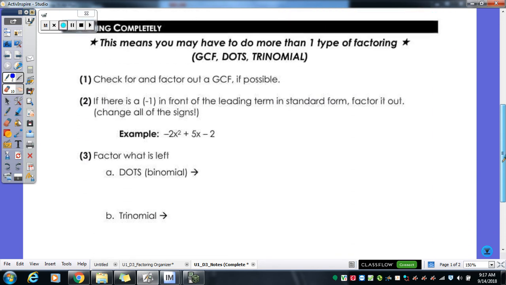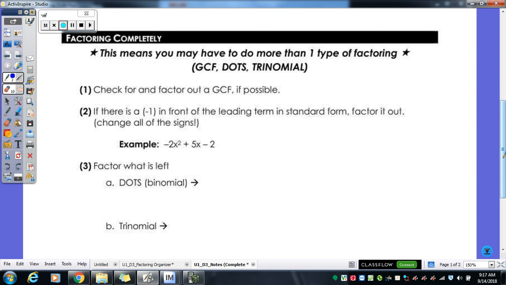So factoring completely yet again to try to get the point across. 1, check and factor out a GCF if you can. Sometimes if there is a -1 in front of the leading term, your GCF is going to be a negative. That does happen occasionally. So if there is a -1, your GCF is going to be a negative. So let's take a look at this example here. -2x squared plus 5x minus 2. What is our GCF going to be for that?